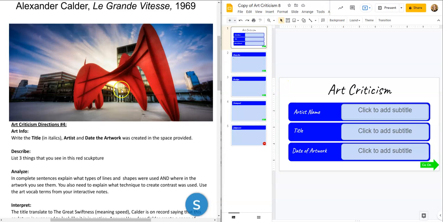All right, art criticism number 4. The title information up here is right at the top, so we are going to fill in the artist's name, which is Alexander Calder. The title of this artwork, because he is French, he titled it in French. It is Le Grand Vitesse. I'll explain what that means later. The date of the artwork was 1969. So go ahead and fill in those 3 title info, and then pause me while you're doing that. Unpause me when you are ready for the describe section.